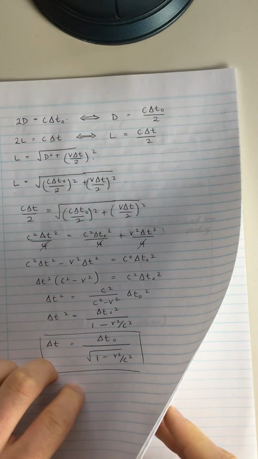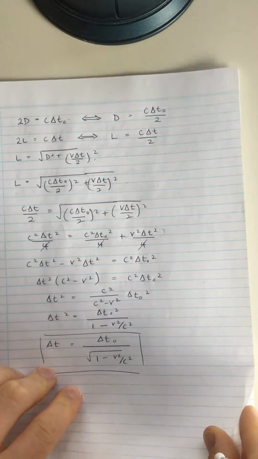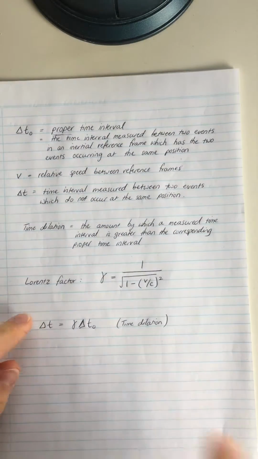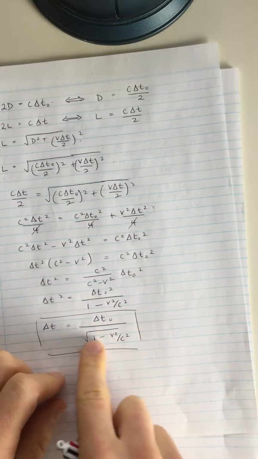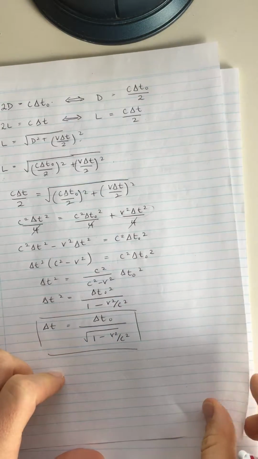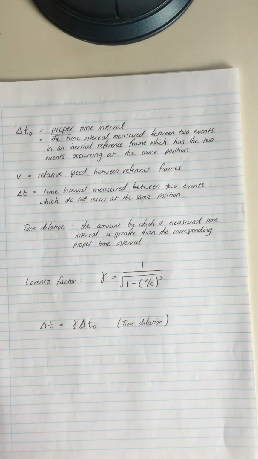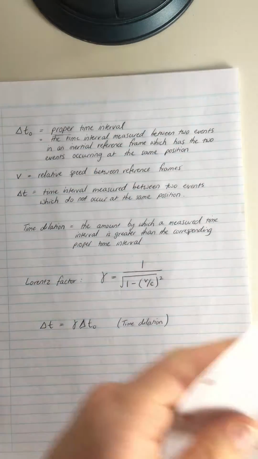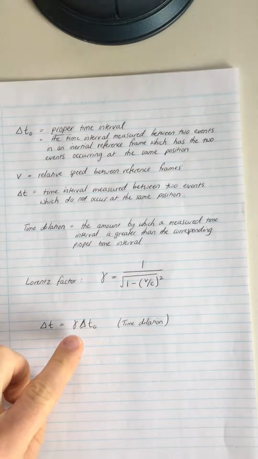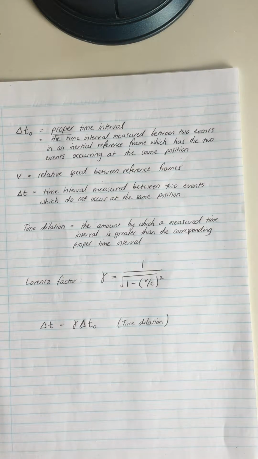So I just want to introduce another definition here, which is the Lorentz factor. And so you might see from here the Lorentz factor is basically everything here without the delta t naught. We use the symbol gamma for that. So therefore we can kind of simplify this relationship using gamma, and this gives us time dilation. So that's basically the end of that vodcast.